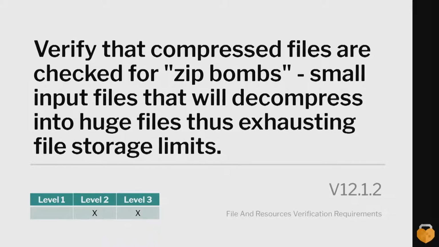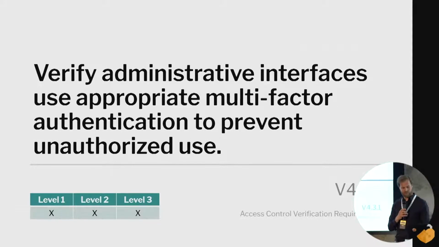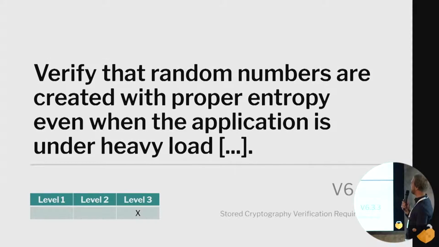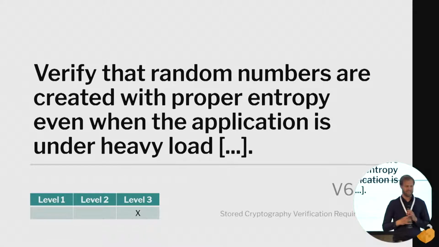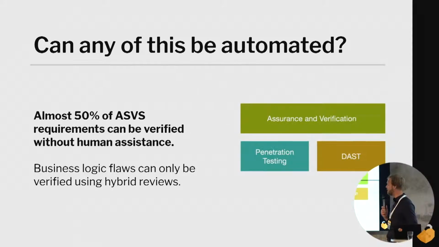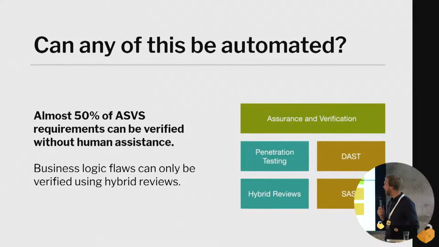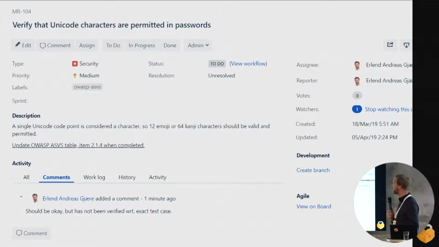Recursive zip files. Well, level 2 requirement. Verify that random numbers are created with proper entropy, even when the application is under heavy load. Ooh, that's high level. That's high assurance. You don't need to have it. Can it be automated? Yes, almost half of them can be automated. I don't know how, but I know how some of them can be automated. You may require access to business logic flaws. That's the hybrid testing part.